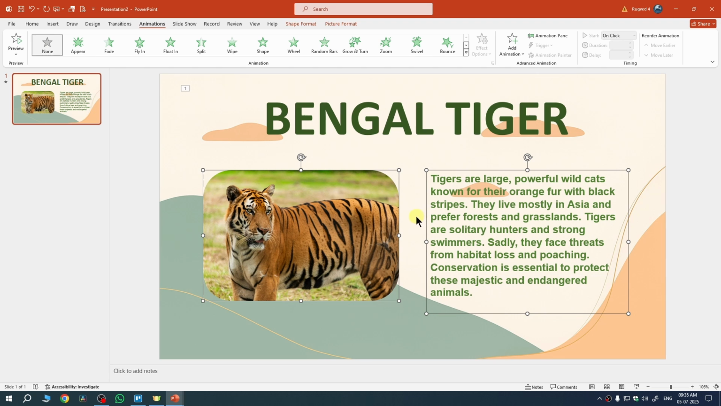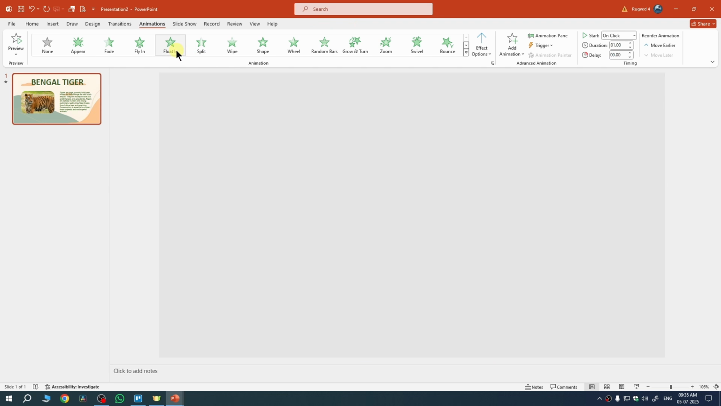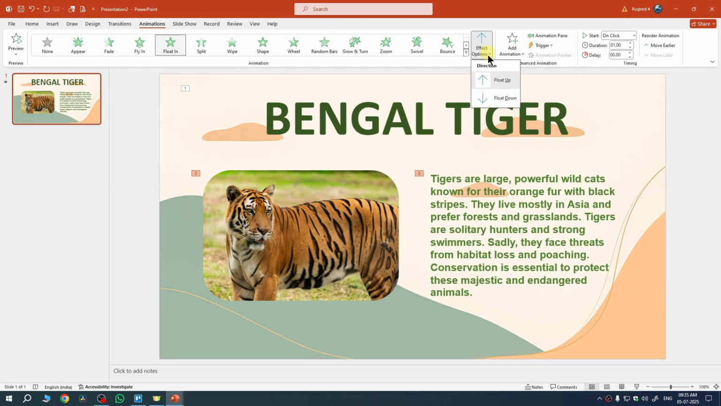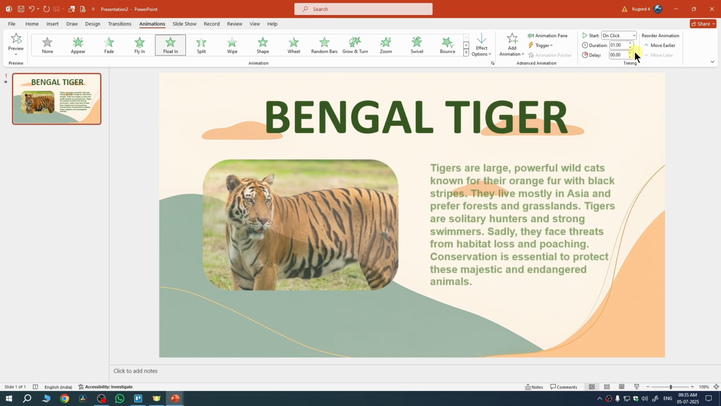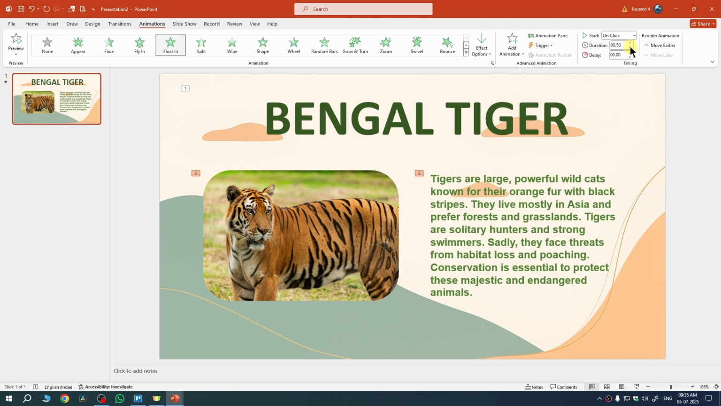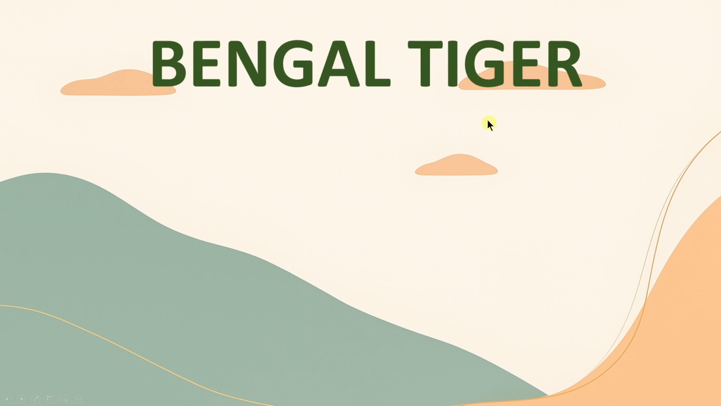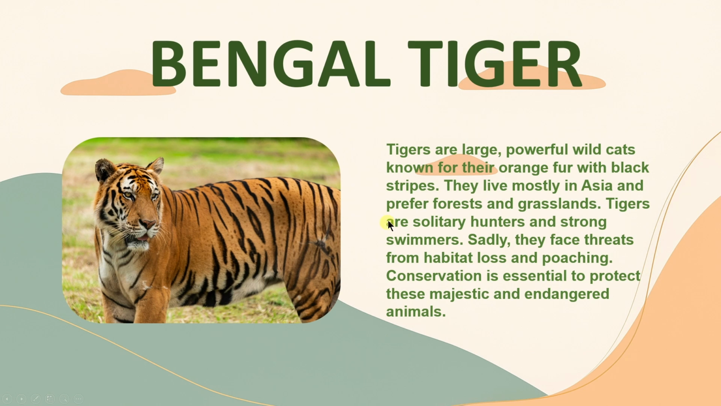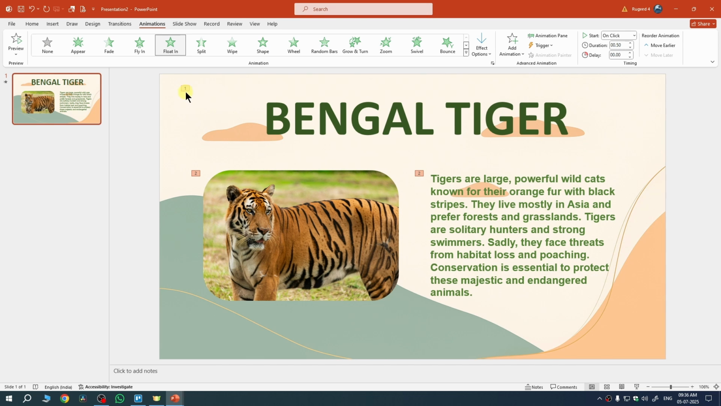Then both of the things will be selected, and now I just want to add a float in animation, but this time I want it to be float down. And let's decrease the duration to 0.50 seconds. And now you can see everything has been set. If I present my slideshow to you, you can see at the first click the header text will appear, and at the second click the second thing will appear. You can see there is a little number which indicates that this thing will appear at the first position and these two things will appear at the second position.